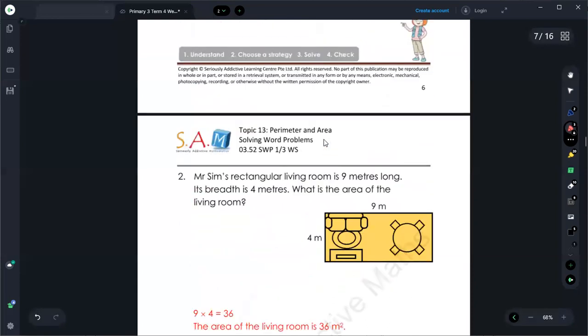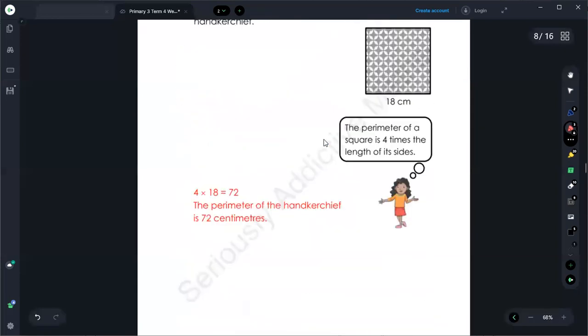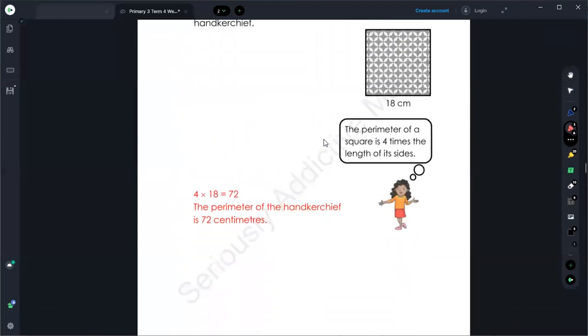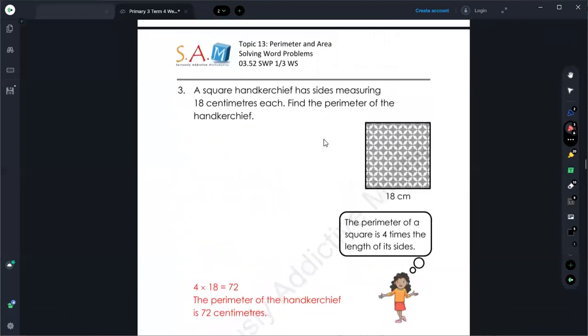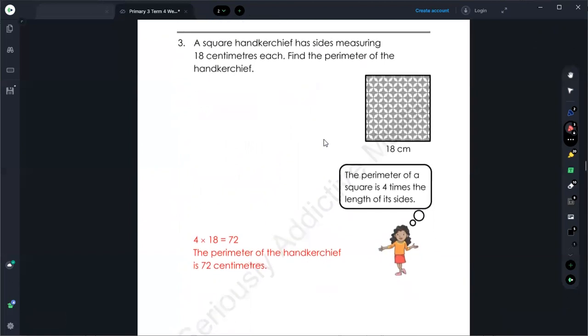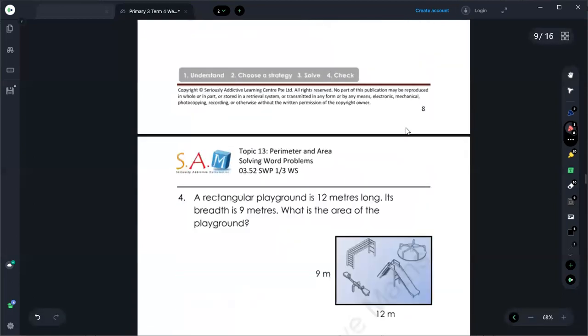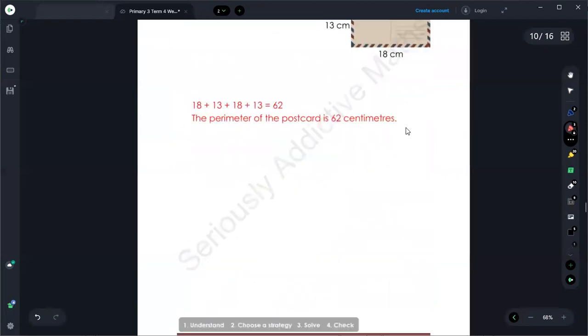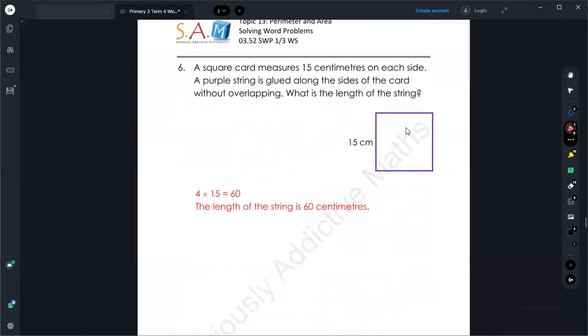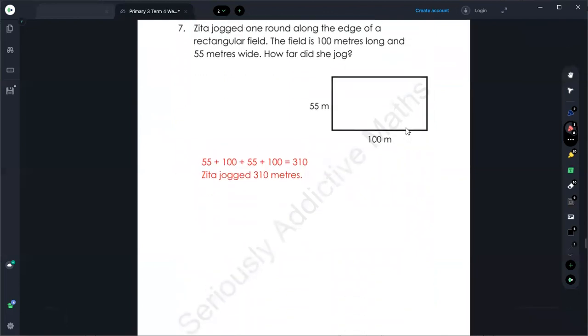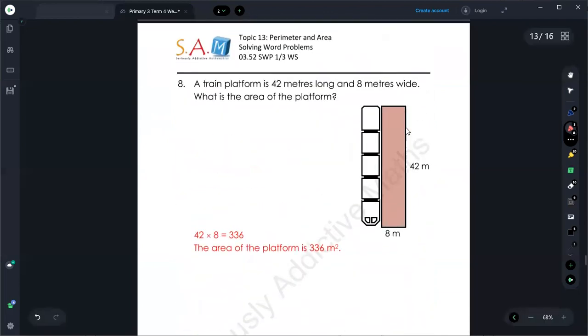And then after that, I think it's quite good to do question 3. A square handkerchief has sides measuring 18 centimeters. Find the perimeter. So what are they supposed to do? Basically, if all sides are 18, they can do either 18 plus 18 plus 18 plus 18 cm, or they can just do 4 times 18 cm. I think for this they are actually quite easy.